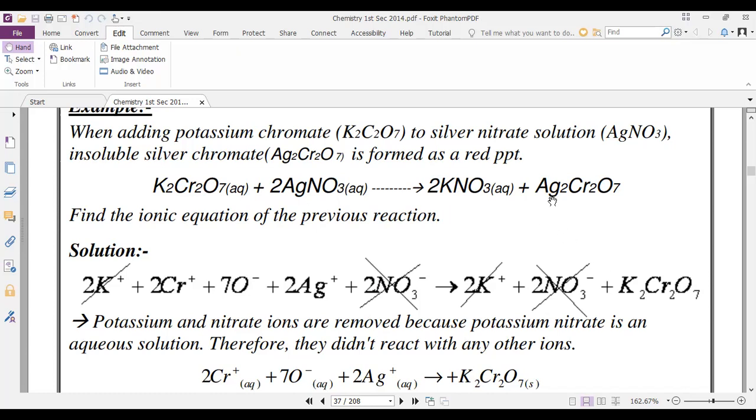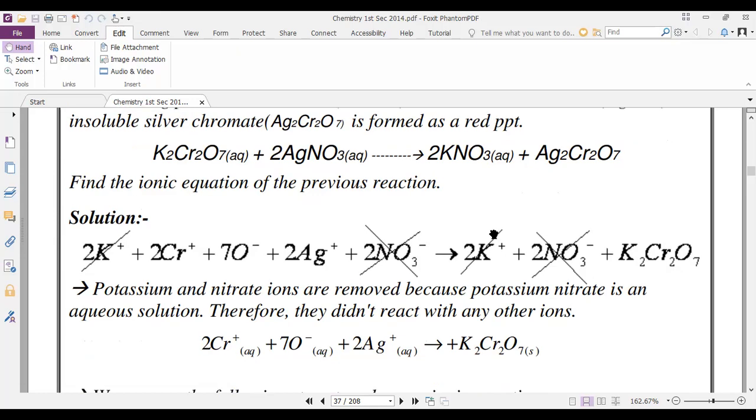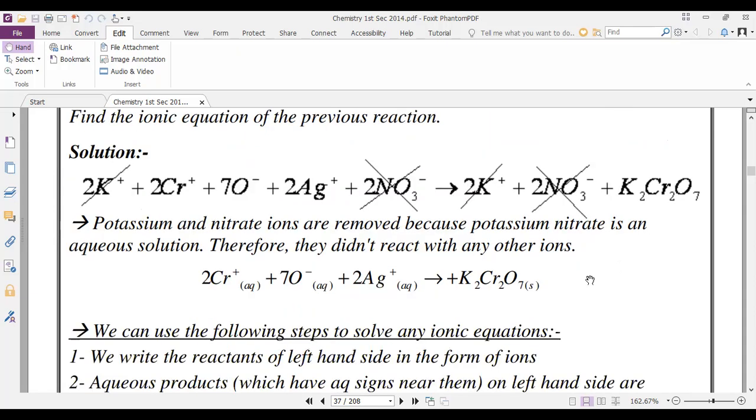K2Cr2O7. Okay, finally, K2Cr2O7 plus AgNO3 produce 2KNO3 plus Ag2Cr2O7. Okay, finally, potassium and nitrate ions are removed.